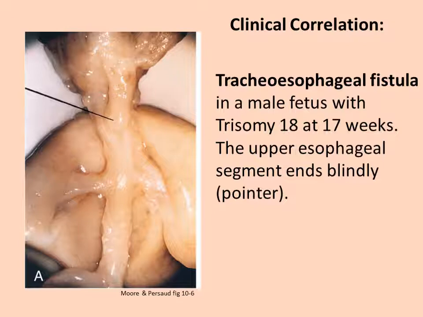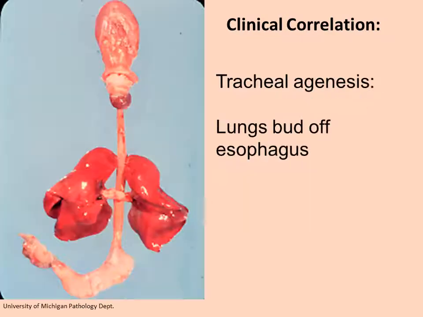In this diagram, we can see a male fetus with trisomy 18, and here we can observe that the upper esophageal segment is ending blindly. The next condition is tracheal agenesis, in which the trachea has not developed at all and the lungs bud off from the esophagus.